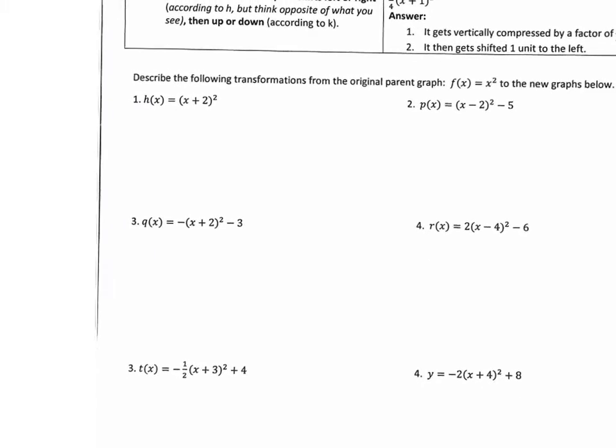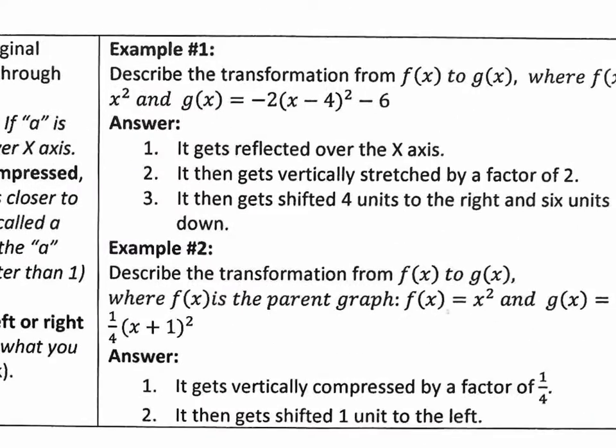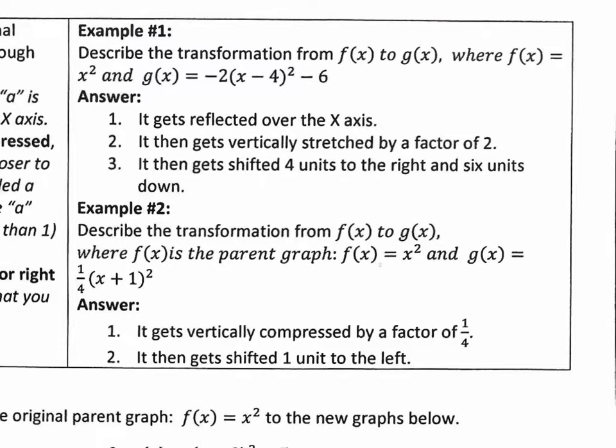All right. So up here we have an example. Check this out. This is the type of question you're going to be asked on the homework and very likely on the test this Friday. It says, describe the transformation from f of x to g of x, where f of x is your parent function, the regular parabola x squared, to your new g of x function, which has an a value of -2 instead of 1, with the h shift and with the k shift. So we need to describe it.